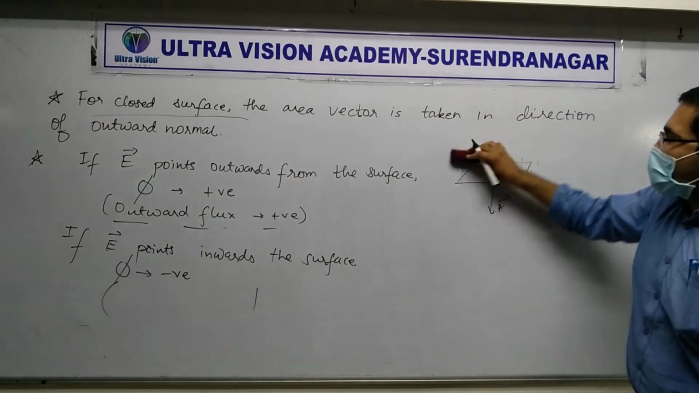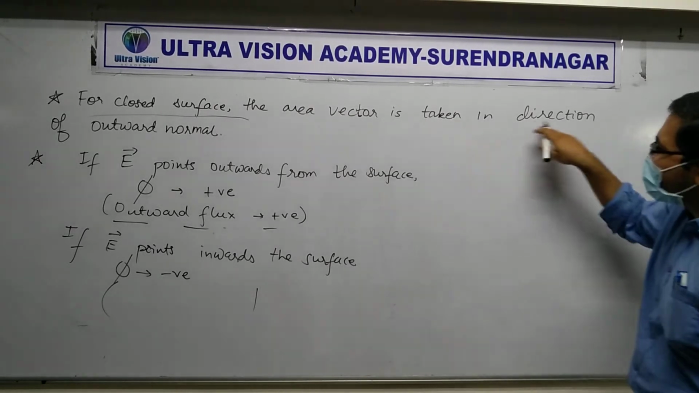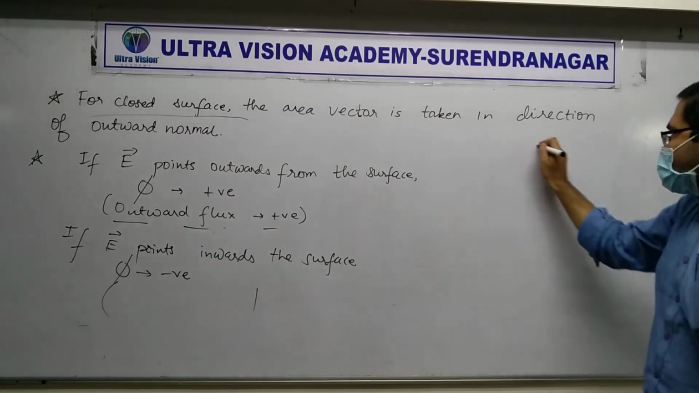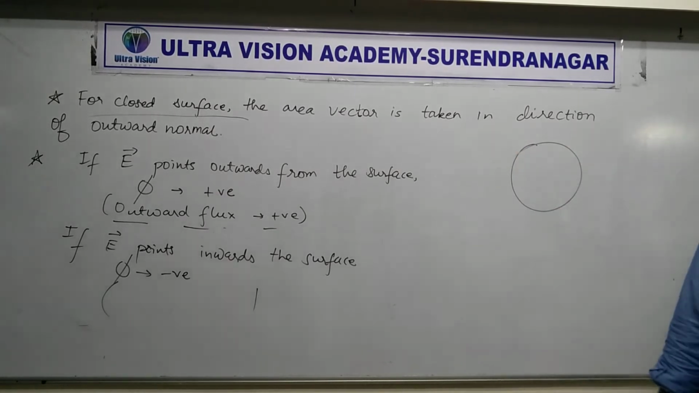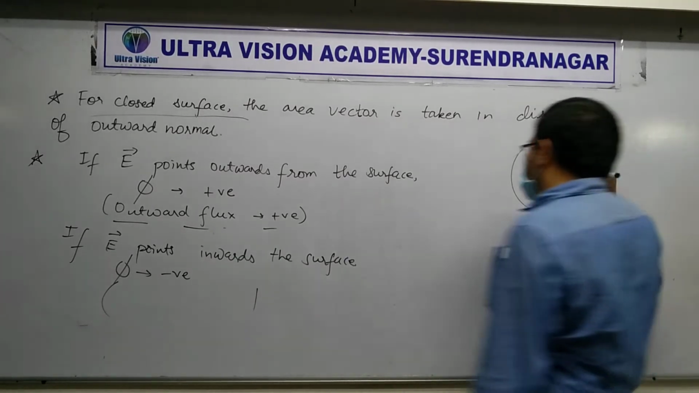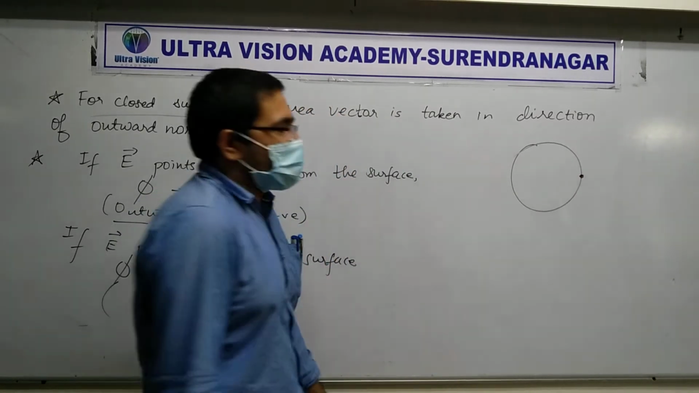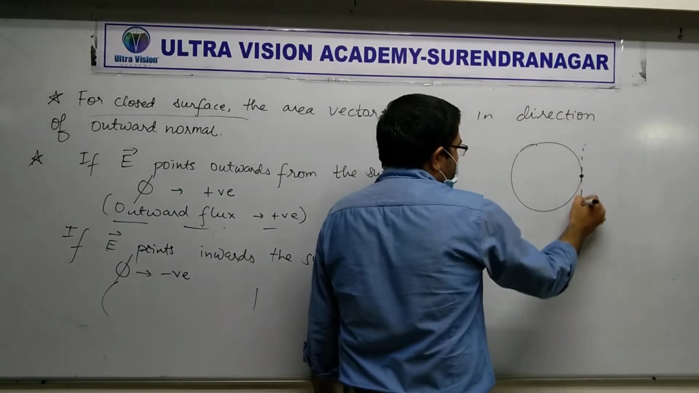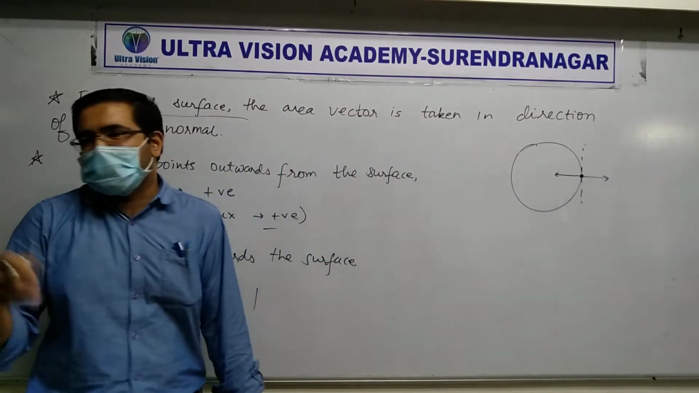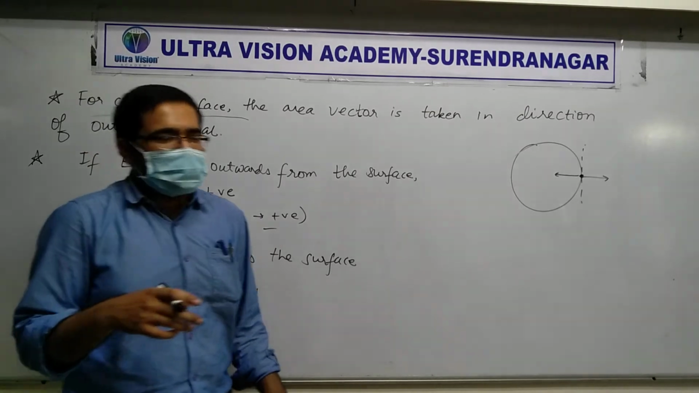So I am saying that if you have got a closed surface, then the area vector must be taken in the direction of outward normal. What's the meaning of that? Suppose this is a sphere. It's a closed surface. So here at this point, if I want to draw normal, I can draw it either this way or that way. Both are normal, but one is inwards, the other is outwards.